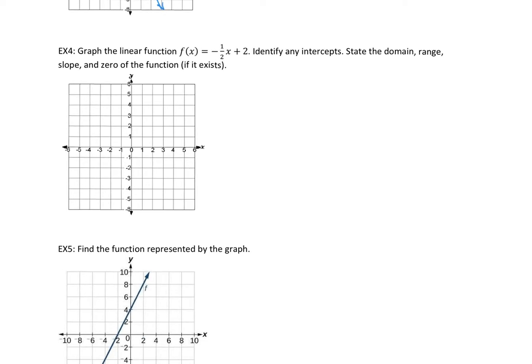We're going to graph the linear function f of x equal to -1/2 x plus 2. Identify any intercept, state domain, range, slope, and 0 of the function if it exists. So we're just putting all this stuff together.